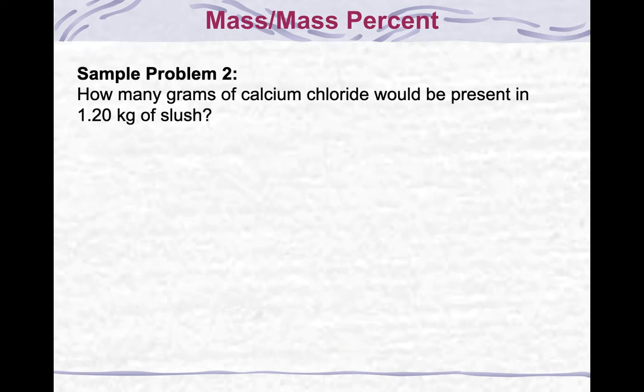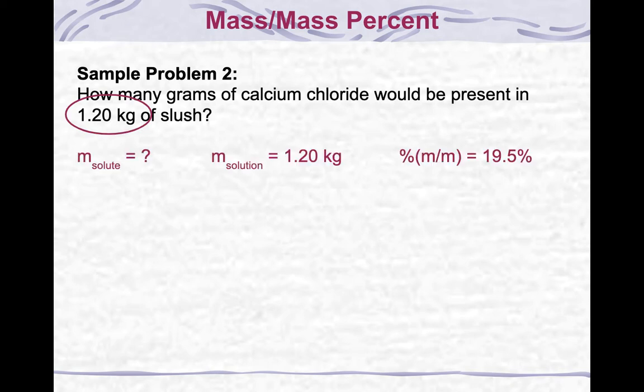Look at another sample problem. How many grams of calcium chloride would be present in 1.20 kilograms of slush? So that's the number we've got. We calculated the percent in the last question. So we're trying to find the mass of the solute. We have been given the mass of the solution, the 1.20 kilograms, and then we have the percent that we calculated in the last question.